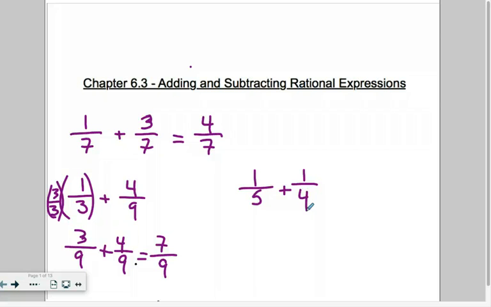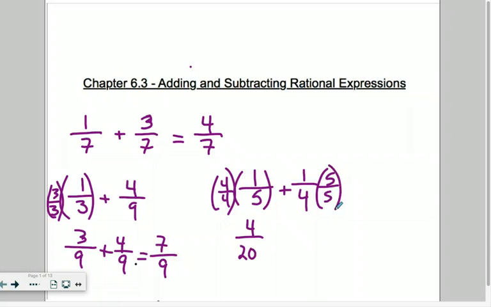So for instance, 5 times 4 gives me 20. I can rewrite 1/5 by multiplying it by that clever form of 1, 4 over 4, and that gives me 4/20. I can rewrite 1/4 as an equivalent fraction by multiplying it by, again, a clever form of 1, 5 over 5, and I'm left with 5/20. Now that I have a common denominator, I can add my numerators. 4 plus 5 is 9, and I'm left with 9/20. So it's a quick little review on adding.